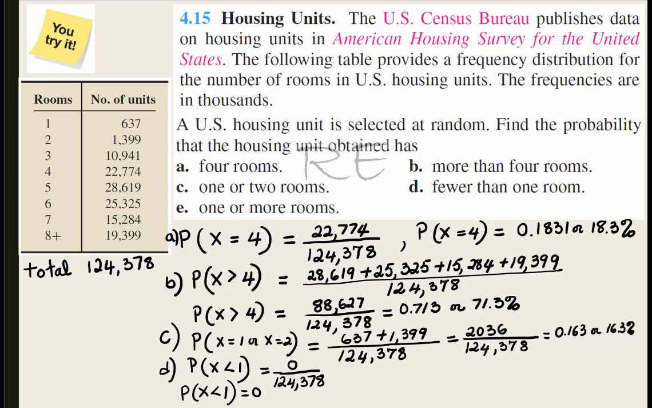For the last question, E, we change the color because we're all the way at the bottom of the worksheet. P is P of X greater than or equal to 1, and 1 is equal to 1 and everything else is greater than 1. Therefore, we have to take the whole thing. So it's 124,378 over 124,378, which is 100%.